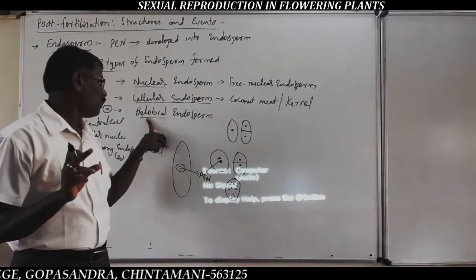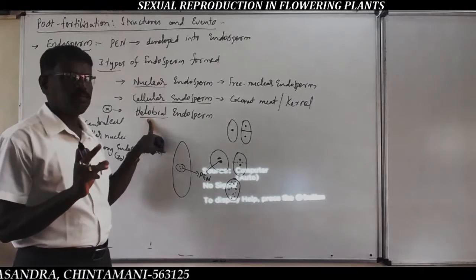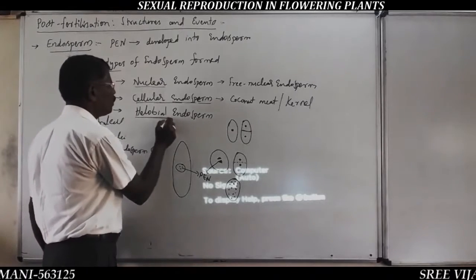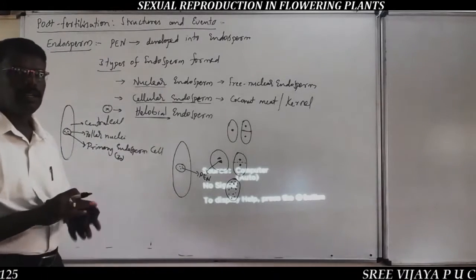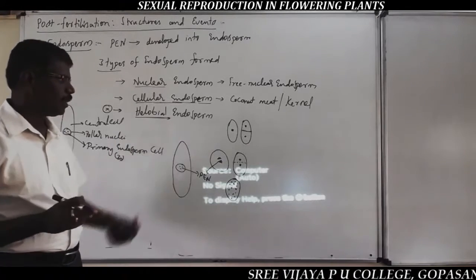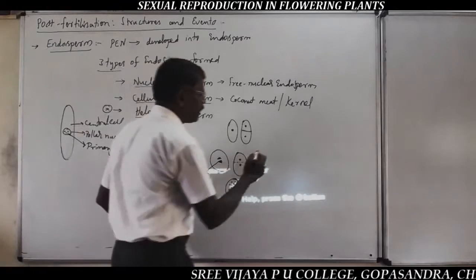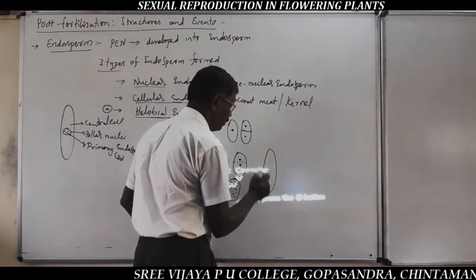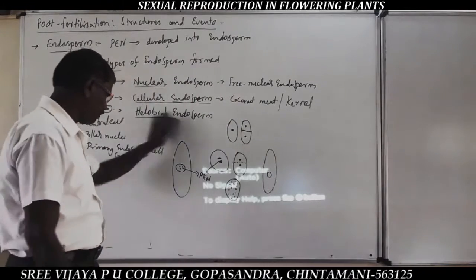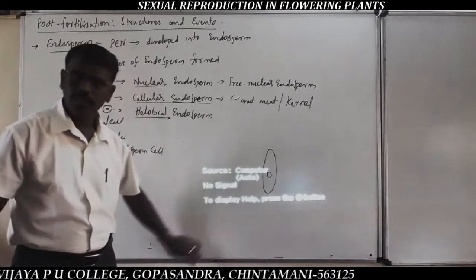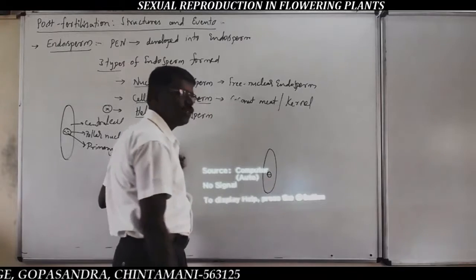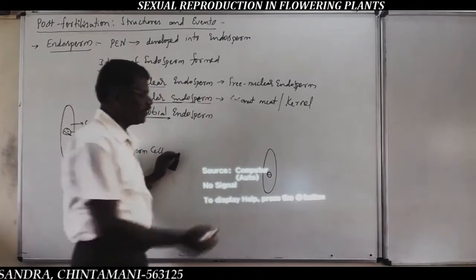Another type of endosperm is helobial endosperm. In helobial endosperm, for example, in the entire embryo sac, the first division is transverse, dividing it into two cells.